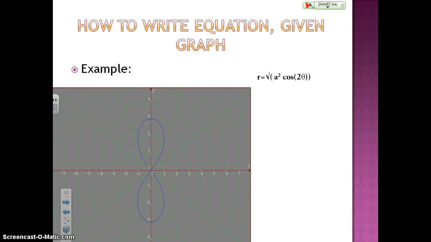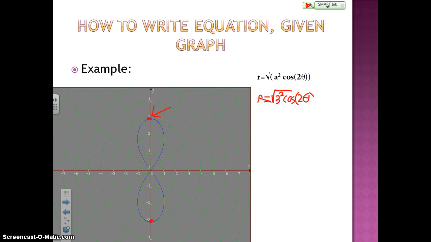Alright, so in this slide we're going to do the opposite. We're going to write the equation given the graph. So previously we learned that a was the max deviation from the origin, and so from this graph we can see that a would equal 3, and we would plug that into the equation over on the side, and it would come out to r equals the square root of 3 squared cosine 2 theta.